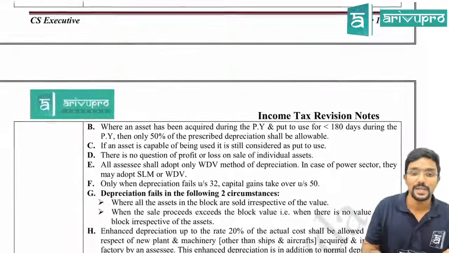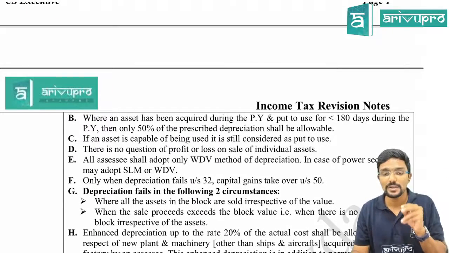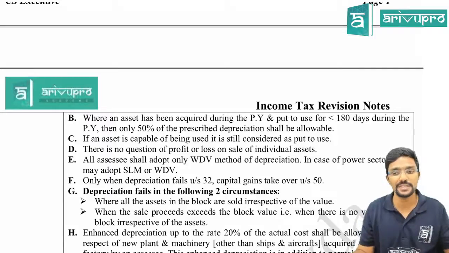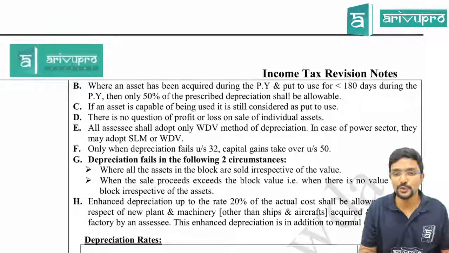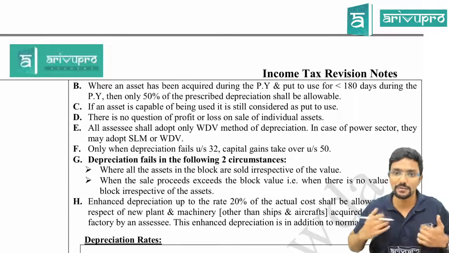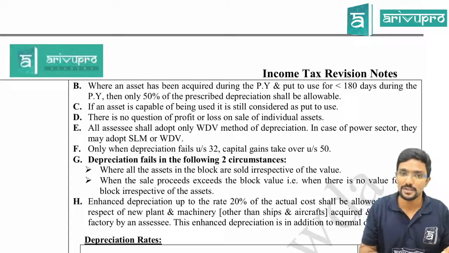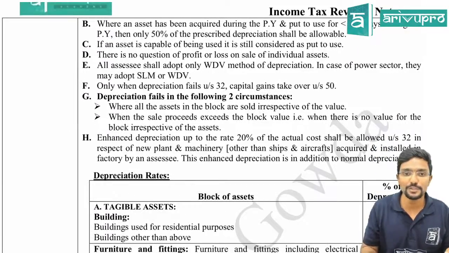Clear? Then, if any asset is acquired and put to use in the previous year for less than 180 days, then I can claim only 50% of depreciation. Agree? Then, if the asset is ready to use, we will consider it as put to use and we will start claiming depreciation on that. Agree? Then there is no question of profit or loss, we have already discussed. Then the WDV method should be used for calculation.